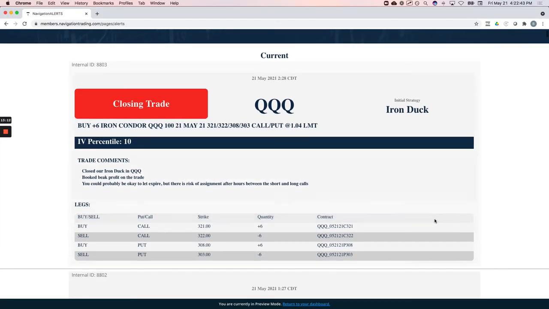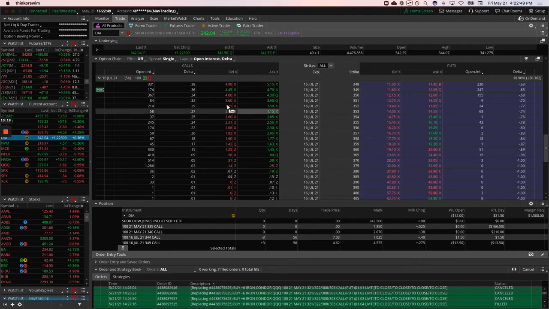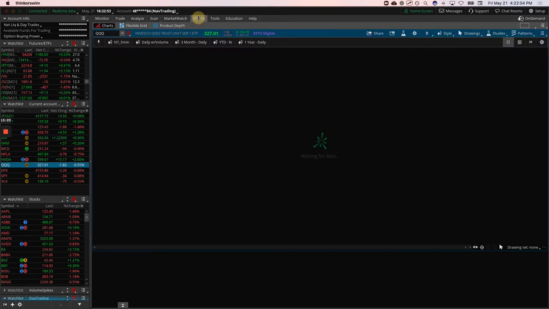And then lastly, did a closing trade in QQQ. So we had an iron duck in QQQ. Price, it looked like we had a chance to potentially close this one out in the duck head, but price jumped up on us.